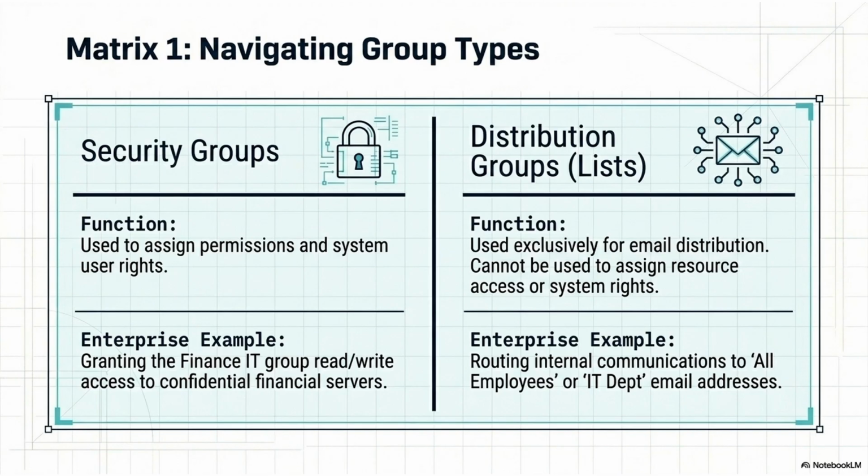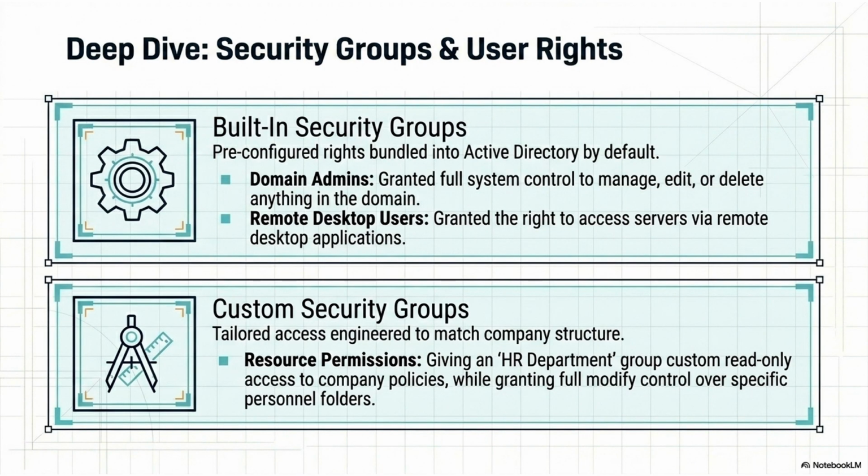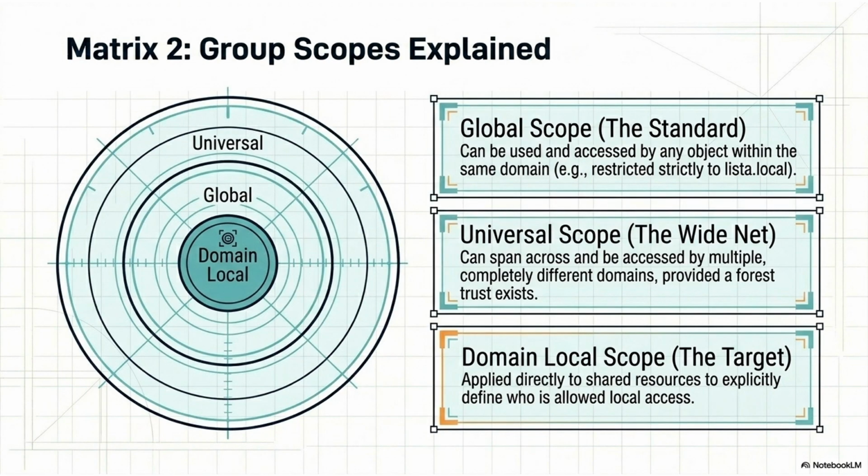Right. After this, we have to navigate group types. Next we establish security rules: security groups assign permissions, while distribution groups are strictly for email lists. Remember the three scopes. The three scopes are global for standard objects, universal for multi-domain forests, and domain local for specific shared resources. There we go. That's nice.